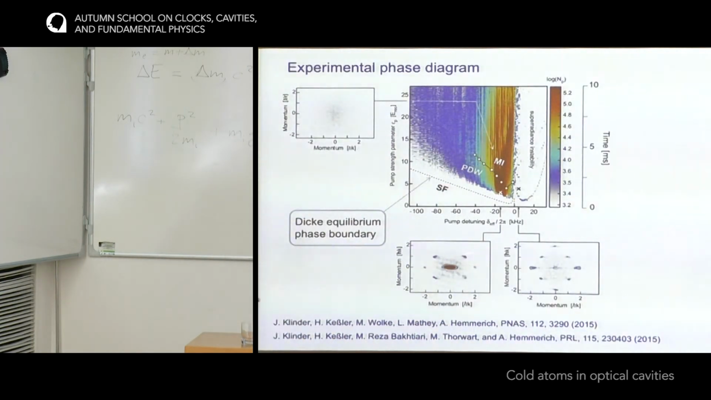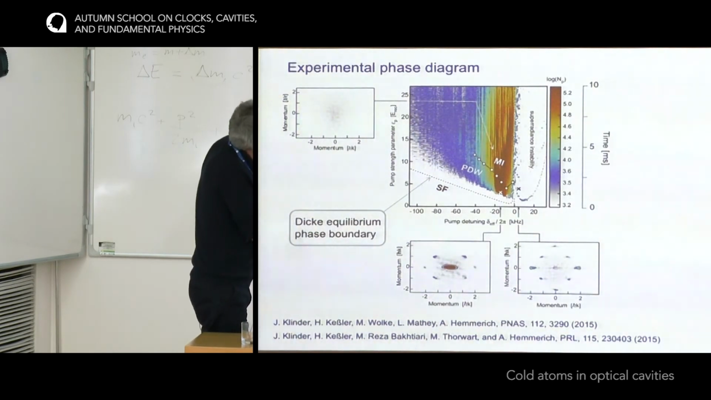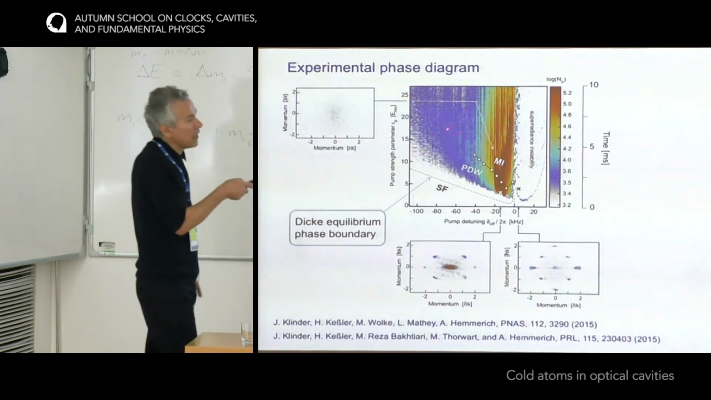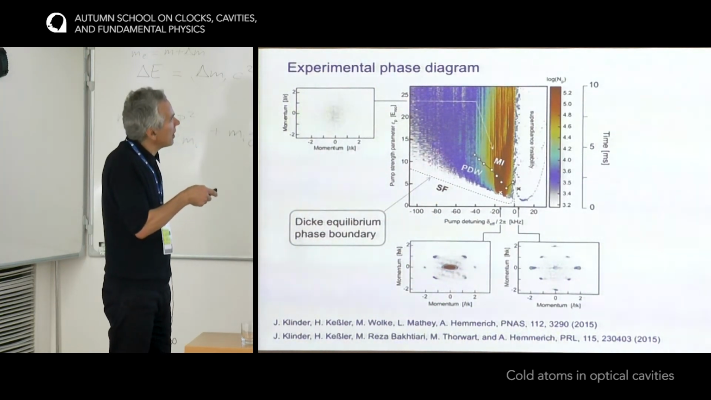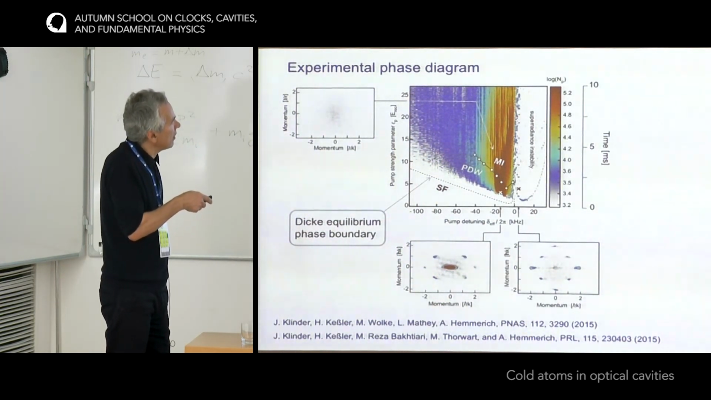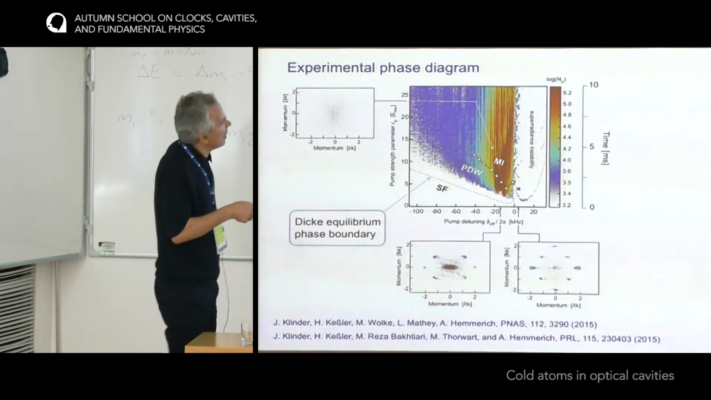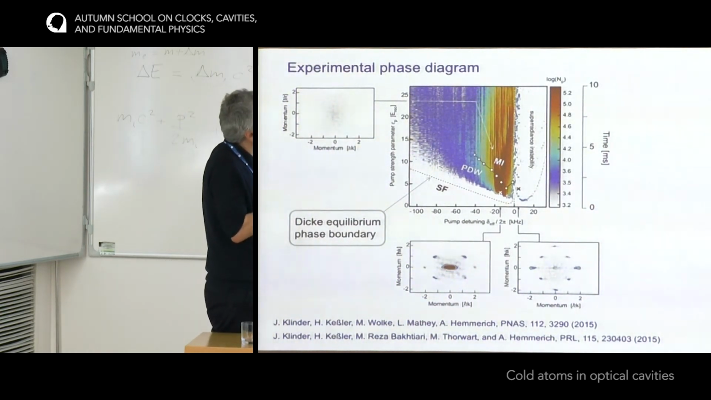So you've seen here that the dashed line does not correspond to the boundary where photons are seen in the cavity. And this is easily explained. Basically, how the plot is made is that the pump strength is cranked up linearly in time. This is shown here. In 10 milliseconds, we are going from here to here.